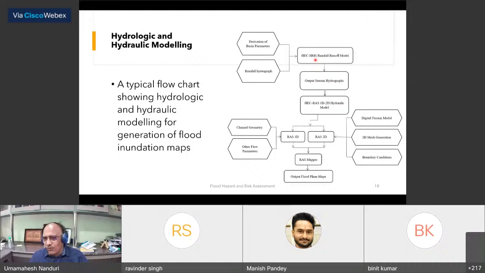You need to have a rainfall model. We have used HEC-HMS. So we need the inputs for this, which will be the basin characteristics derived from the various data that you acquire for the river basin in terms of catchment area, maybe elevation, digital elevation model, the land use pattern, and other characteristics, soil characteristics, all those things.